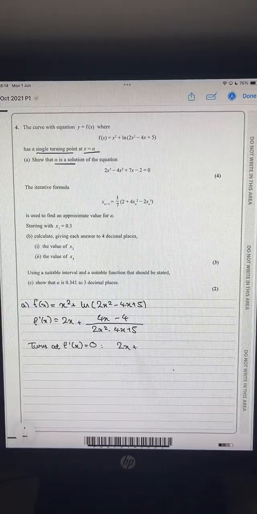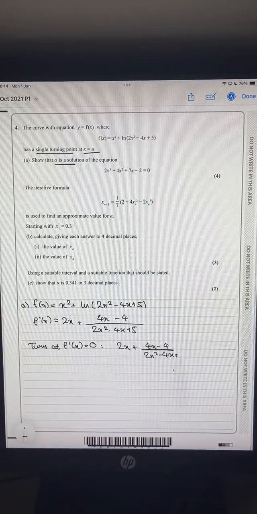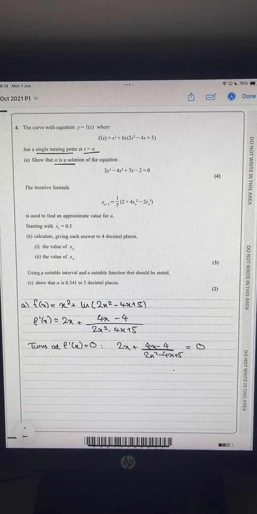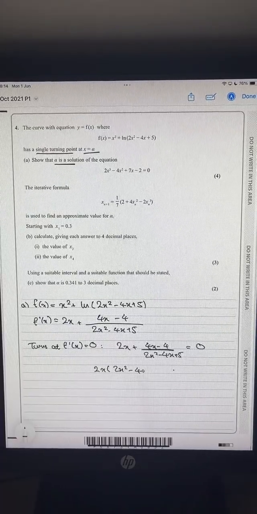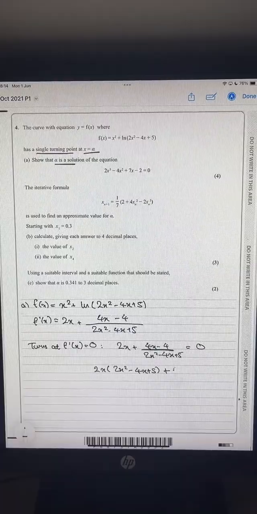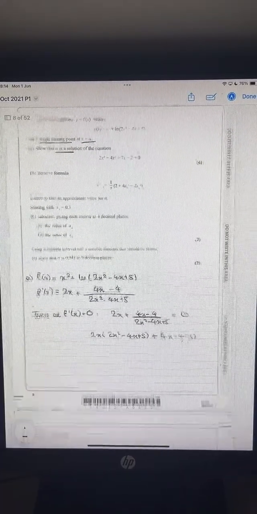So (2x² + 4x − 4) divided by (2x² − 4x + 5) is going to be equal to 0. Now I'm going to multiply through by my denominator. So I get 2x multiplied by (2x² − 4x + 5) plus 4x − 4 is equal to 0. Expand that out, and then I'm going to simplify it through.